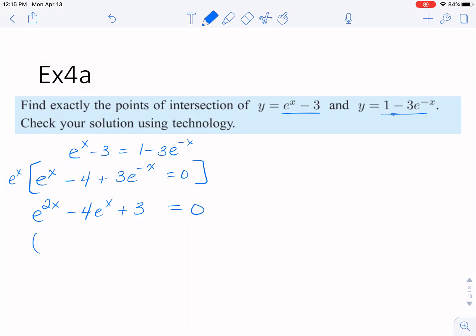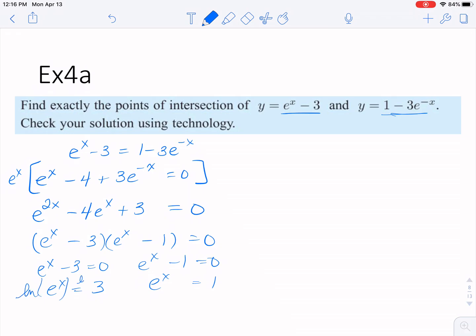So change it into a quadratic, factor it. Negative, negative, that's how I'm going to get negative 4 in the middle. Set them both equal to 0. e to the x minus 3 equals 0. e to the x minus 1 equals 0. e to the x is equal to 3. e to the x is equal to 1. Take the natural log of both sides, twice. So x is equal to the ln of 3. And x is equal to the ln of 1, which means x is equal to 0.